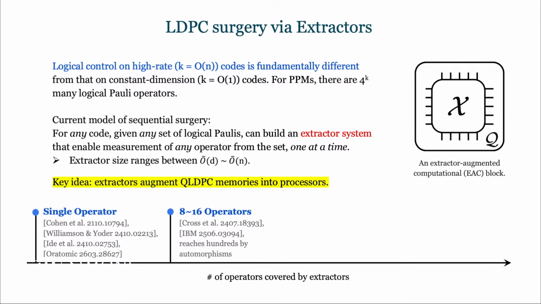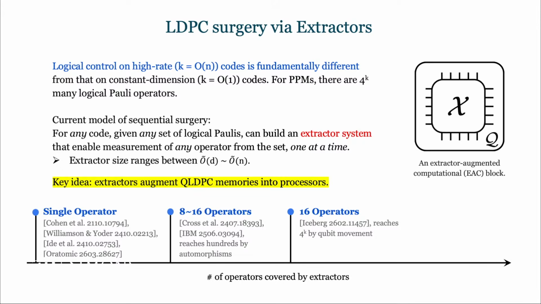These are the extractors used by IBM in the bicycle architecture. If you combine them with some low-depth unitaries or automorphism gates, you can reach about hundreds of operators. We also have these slightly bigger extractors from the Iceberg paper, and they, again, measure around 16 operators.